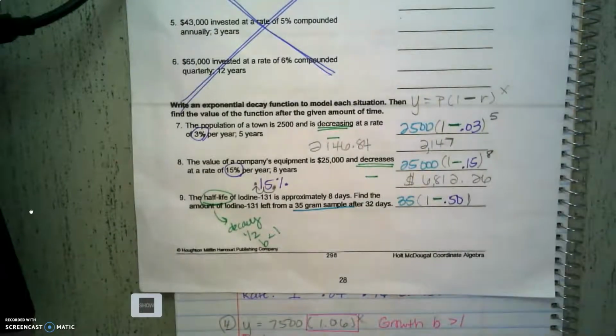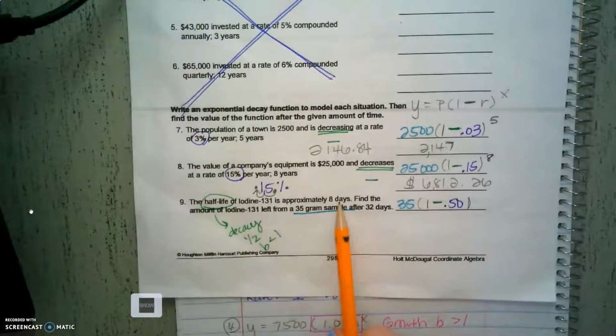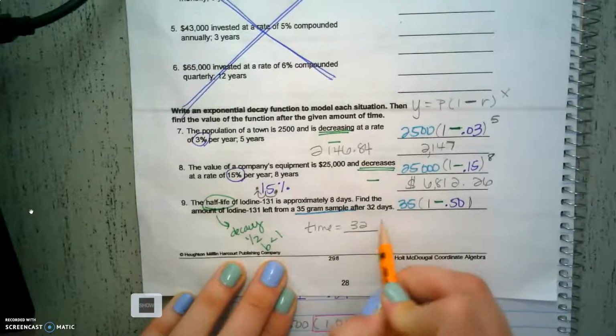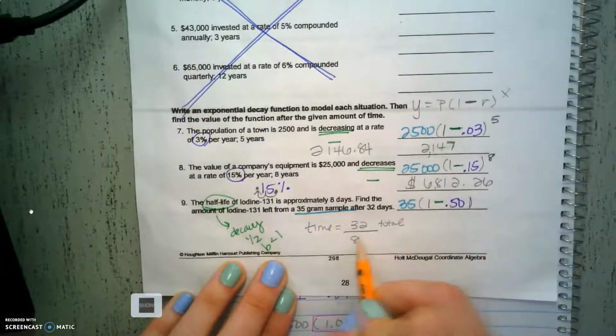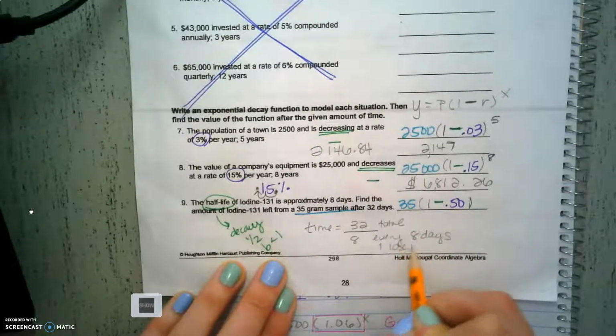Okay? And now I have to figure out my time. Well, I'm taking half of it for 8 days, or every 8 days. So it's like, I get to the 8th day, half of it is gone. I get to the 16th day, half of it is gone. I get to the 32nd day, half of that is gone. So my time is 32 days total, but it's every 8 days I lose half. So how many days total is this thing dying off is what we're trying to figure out.